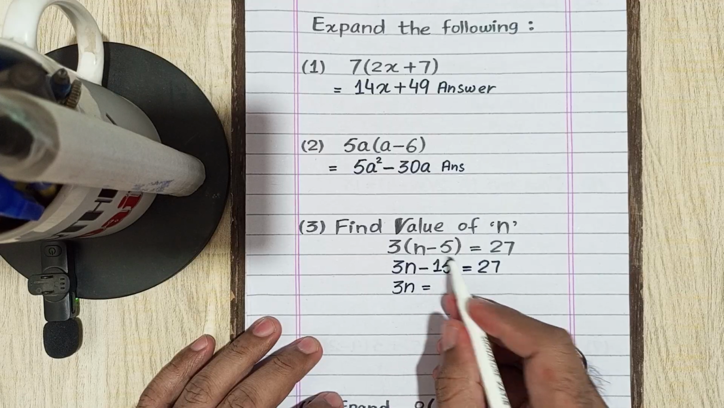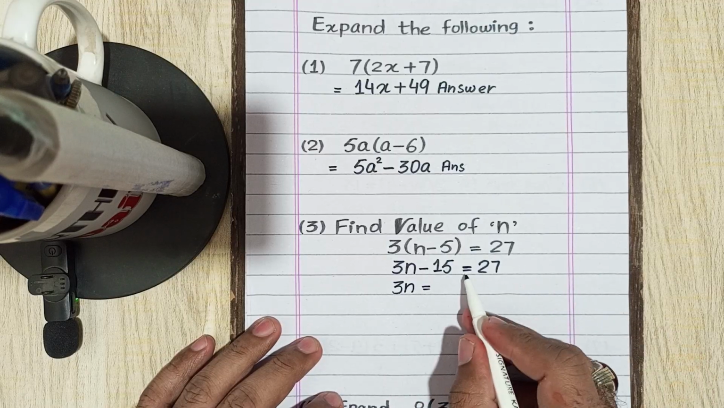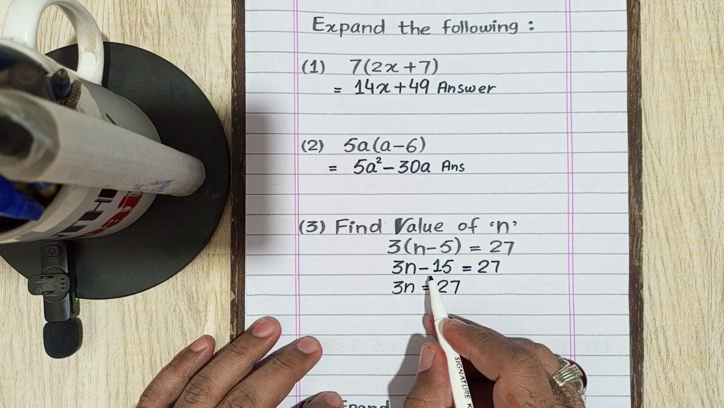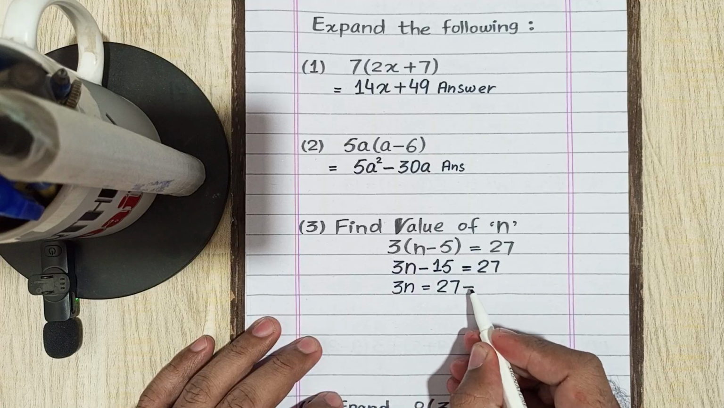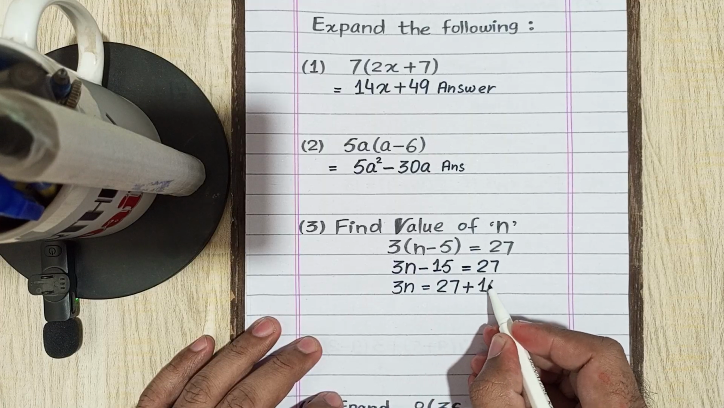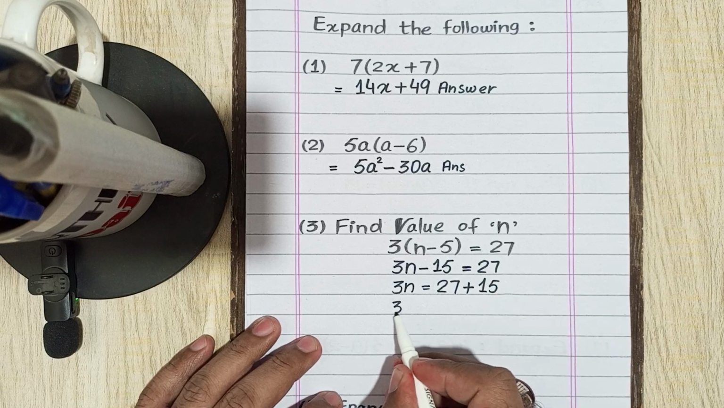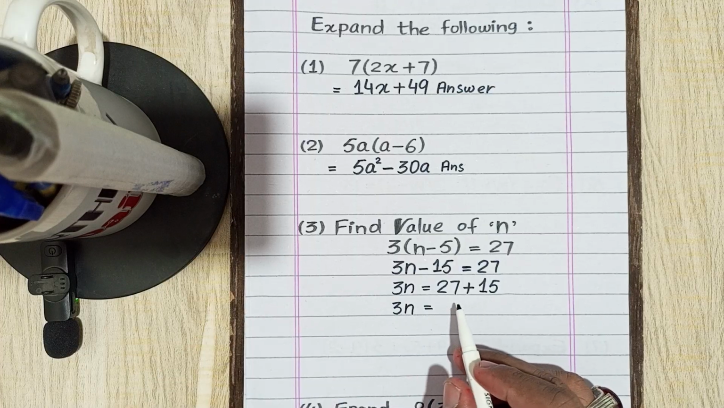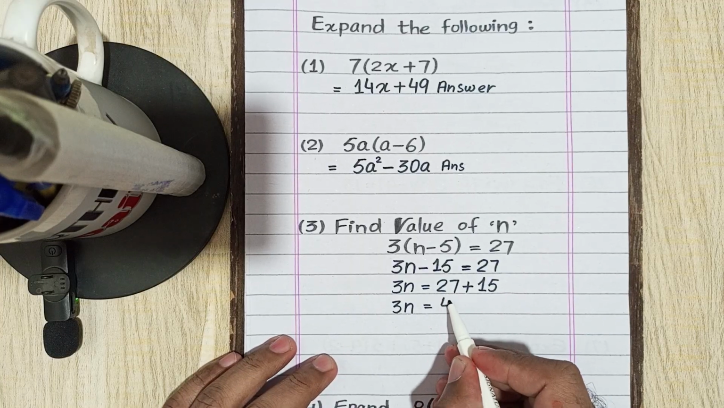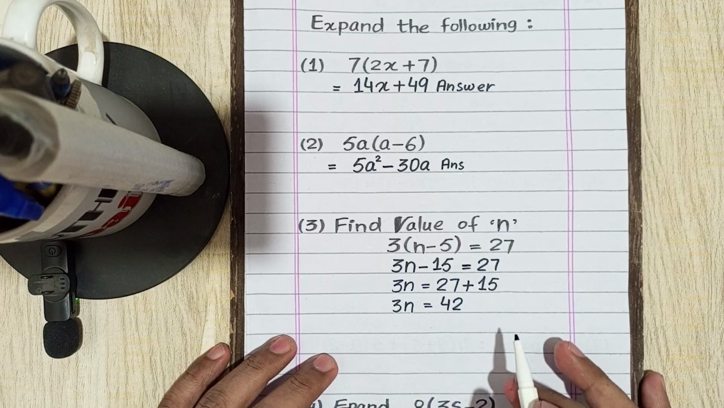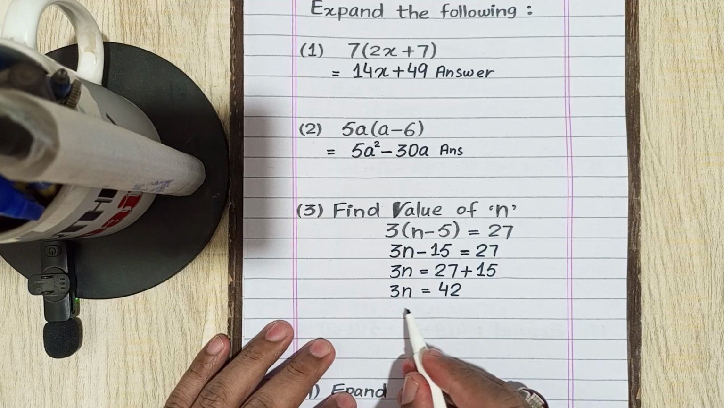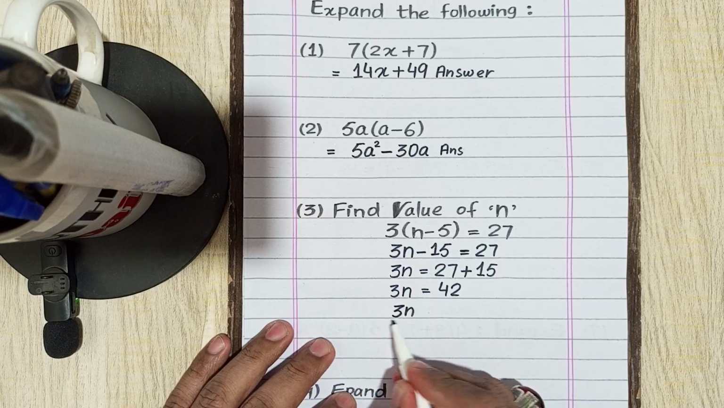So now we shift this minus 15 to the other side of this equal sign. So here we have 27. If we shift minus 15 to the other side, we have plus 15. So now we add these two terms, 27 plus 15. So we have 42. So we write here 42. Now we want to calculate the value of just n. So we have 3n. So we divide both sides by 3.